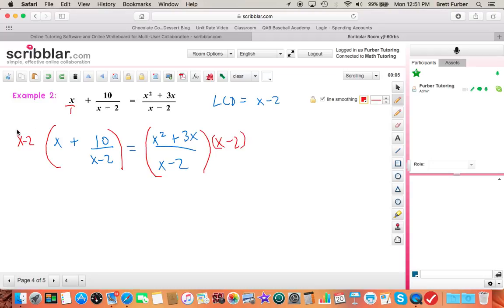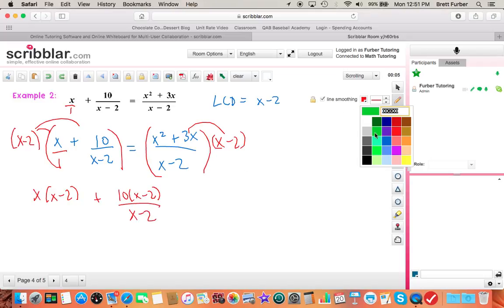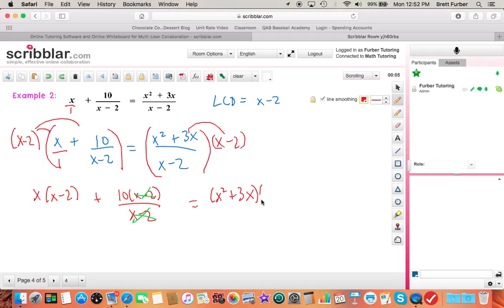And you can put the x minus 2 in parentheses if you need to, because it is a binomial. And then I'm just going to do the multiplication and find out what cancels. So I'm going to do x times x minus 2 over 1. I really don't need the over 1 because it doesn't have a denominator. Then I'm going to have 10 times x minus 2 over x minus 2, so you can see what cancels there. Then I'm going to do x squared plus 3x times x minus 2 over x minus 2, and you can see what cancels there.